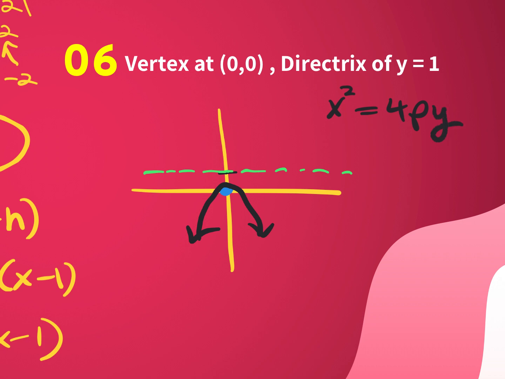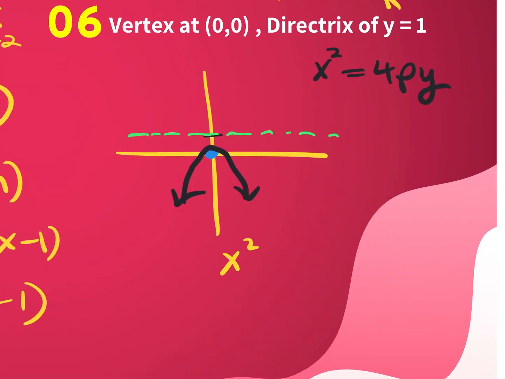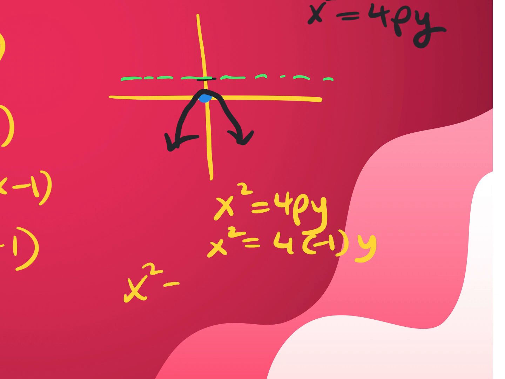And again, remember when you plug it into the directrix, it's the opposite of p. So really what went in here for p was equal to -1. So I can go ahead and take my x squared equals 4py, plug in -1 for p, and my answer is x squared equals -4y.